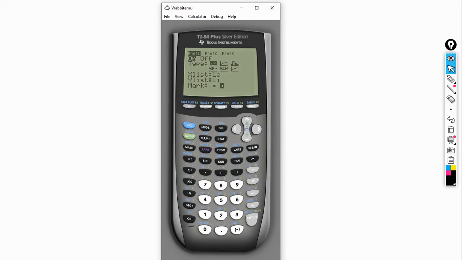So in this case, the X list is going to be list 2, meaning that I want the highway on the X-axis. So the highway data will be on the X-axis, and therefore the city data will be on the y-axis. Then also notice that we can choose what kind of mark we want for the data points. I'm going to use little squares just because they're a bit smaller. And then remember that for these, we want to go to zoom and we want to choose number 9, which is zoom stat. So we hit enter and there it is.